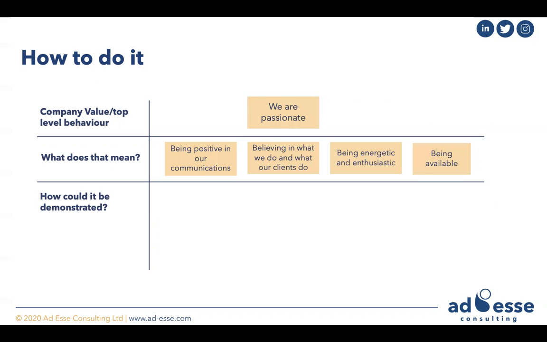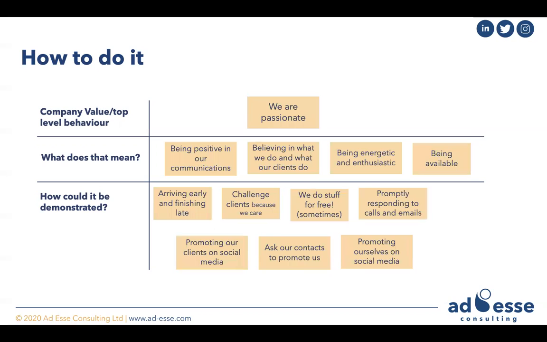And here you can see a few examples of what we are passionate might be. It might be being available, it might be having energy and enthusiasm. And once you've done that level, you move down into, and how is that demonstrated? What is the behaviour, therefore, that you attach to that interpretation and to that value? So a few examples there. If you are passionate, you might arrive early and finish late. You would promptly respond to calls and emails. You might do stuff for free, because if it's a passion of yours.